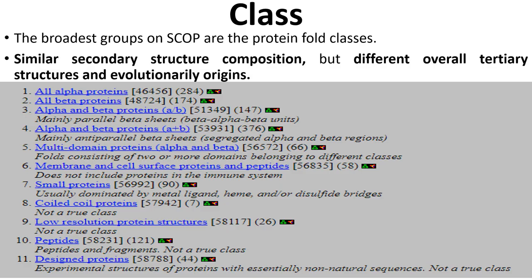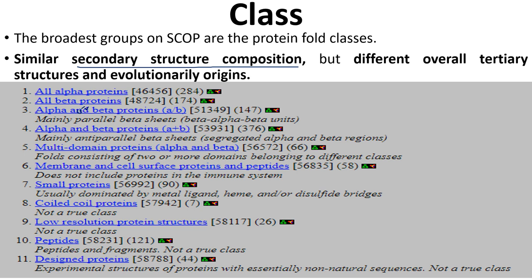So later on I am coming to this SCOP website. These are the total 11 classes we are having for proteins, which is mainly classified on the basis of their secondary structure, that is alpha helix and beta pleated sheet. Now these 11 classes are all alpha proteins, all beta proteins, alpha or beta, alpha and beta, multi-domain proteins, membrane and cell surface proteins, small proteins, coiled proteins, low resolution protein structure, peptides and designated peptides. So these all 11 classes we are going to see there.